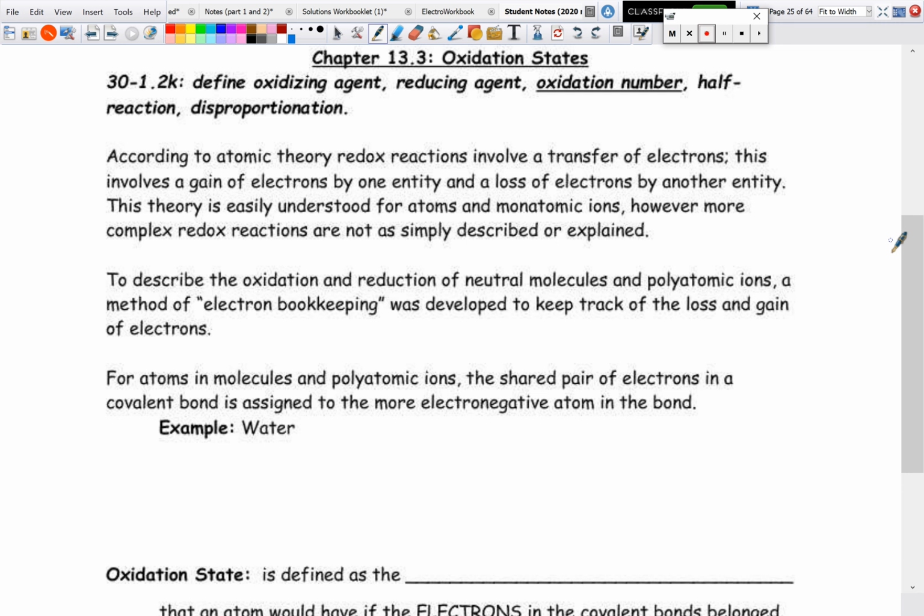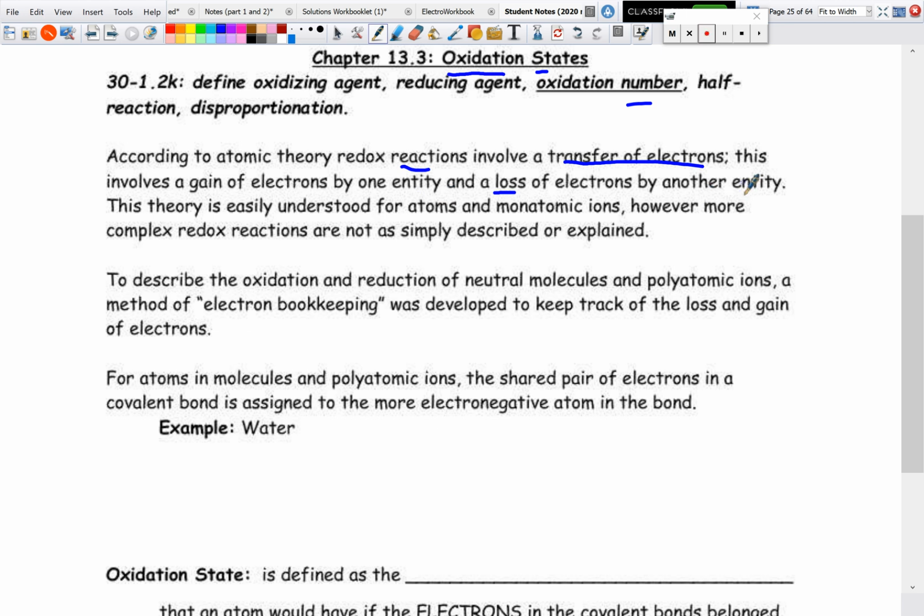Great, welcome back. So today we're going to be looking at oxidation states, or oxidation numbers as they're often called as well. To understand this a little bit, you can read this first little paragraph here. We just talked about in atomic theory, when we actually have reactions, it involves a transfer of electrons. So of course we need to have one entity that loses the electrons and the other gains.